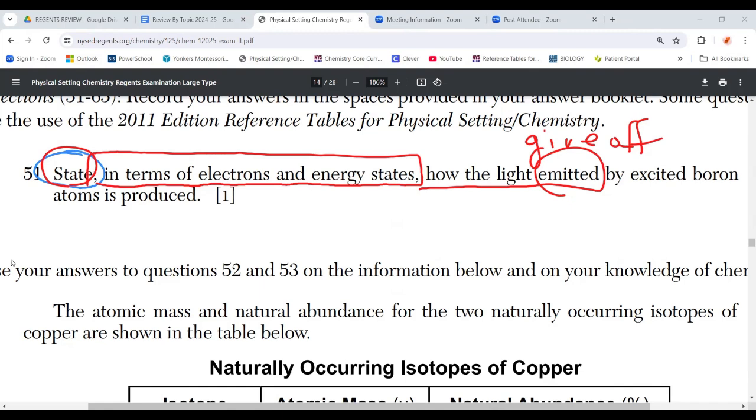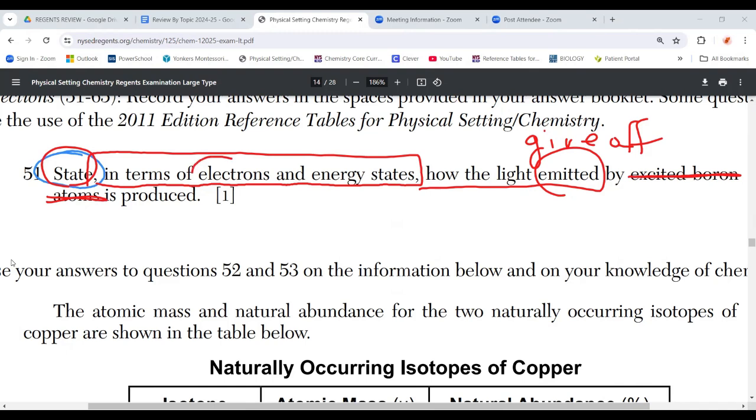All right, so how is light emitted? It doesn't actually matter that this is a boron atom, because this is what happens no matter what atom you're dealing with. So you don't have to mention anything specific about boron. If you restate the question and then talk about boron, you're wasting time. So let's just talk about how light is emitted when an atom is given energy.